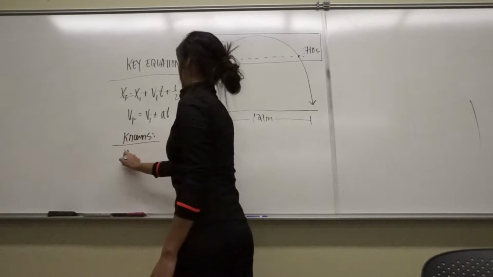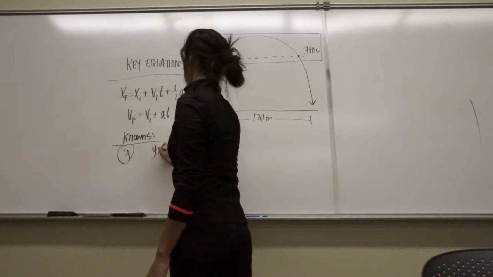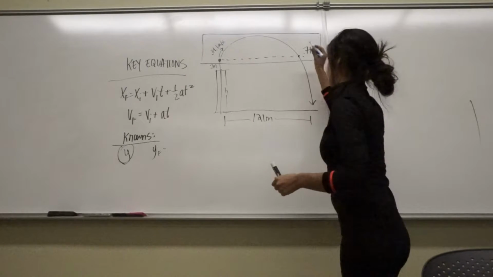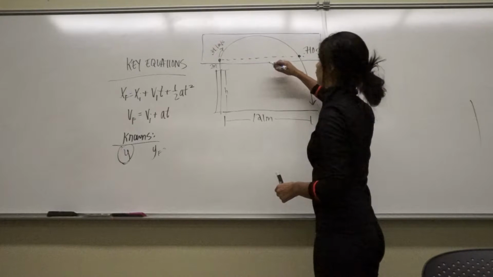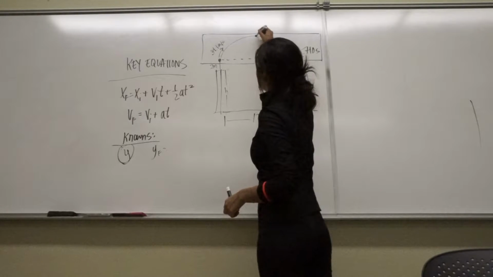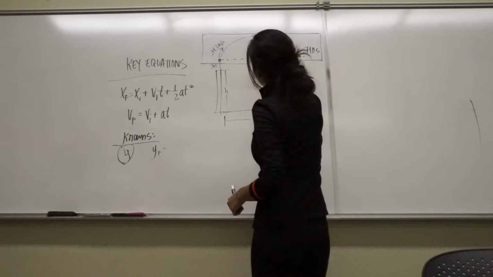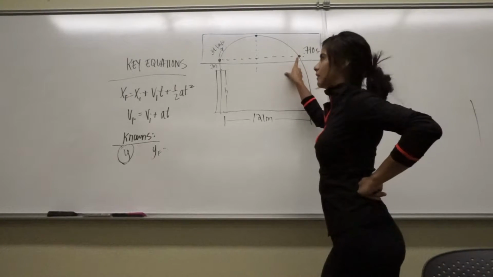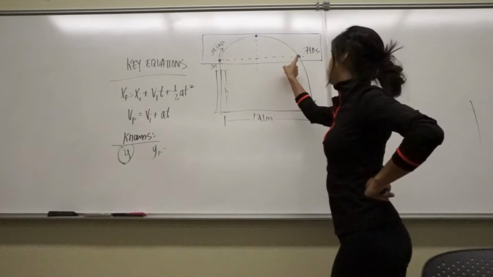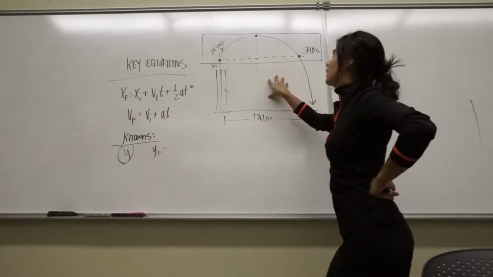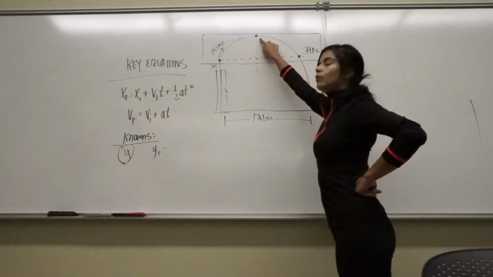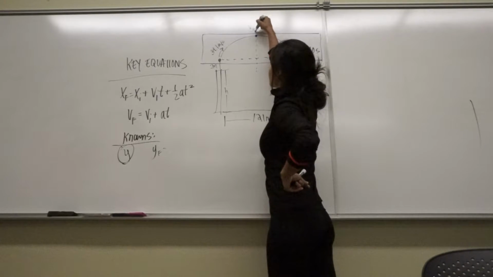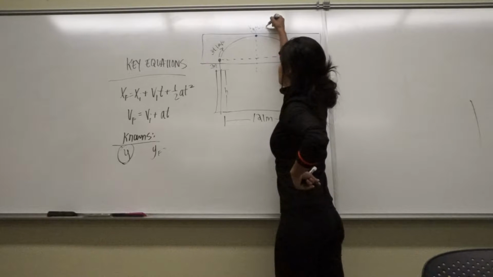So what do you know about your y's? Okay, so your y_f. We are actually not going to use this point as our y_f. We're actually going to use this point as our y_f. And why this is extremely useful is because right here we don't know what our velocity is. Here we know what our velocity is, but there we don't really know. At the top, we know that our velocity in the y direction is going to be 0.